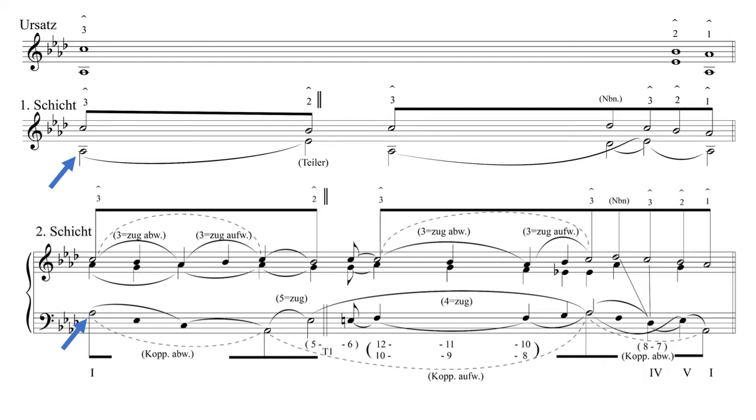This tonic is prolonged by a Kopplung Abweg, which means descending coupling, and Schenker indicates this with a dashed slur. The dividing dominant E-flat is still there, connected to the low A-flat by a slur, which Schenker labels Quintzug, or fifth progression.